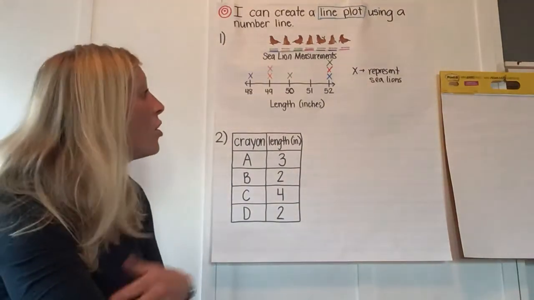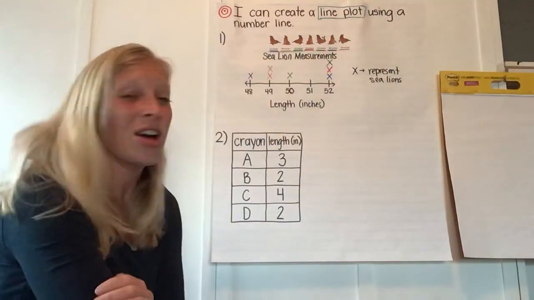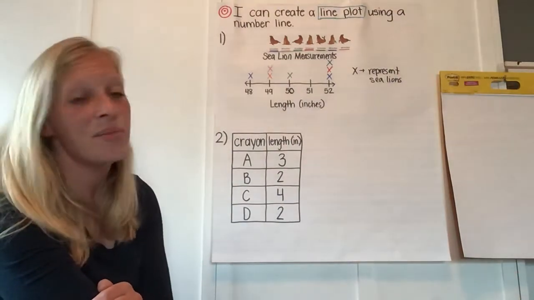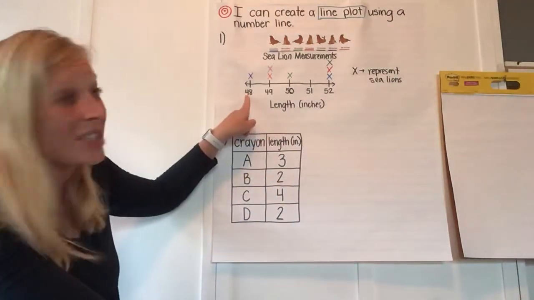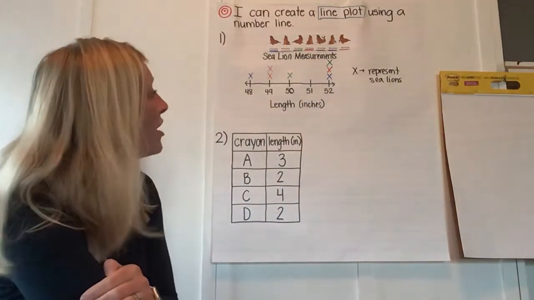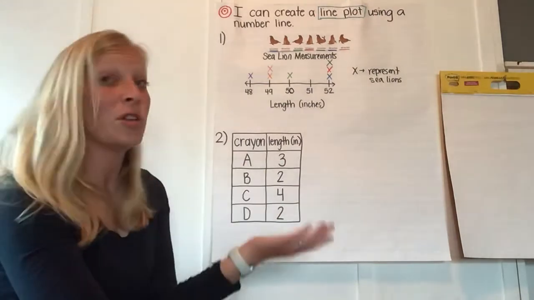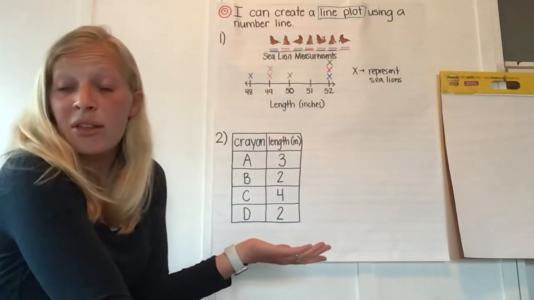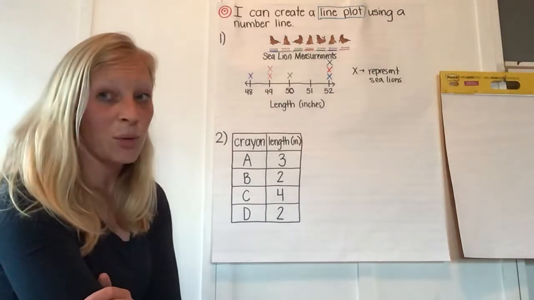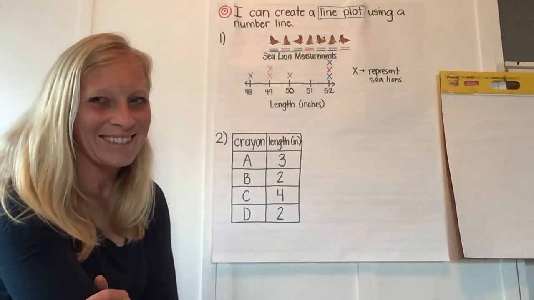Now, even though none of them were 51 inches long, I still need to include that point on my line plot. I'm not going to skip any numbers between my smallest and my biggest on my line plot. We're going to keep every number in between. If we don't have any data for that, then we know that there's 0 that represent that. Are we ready to move on to our next piece of information?